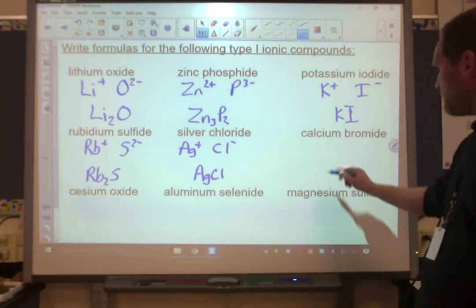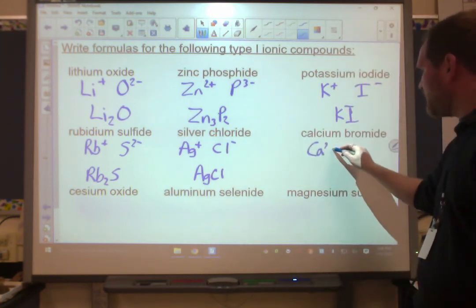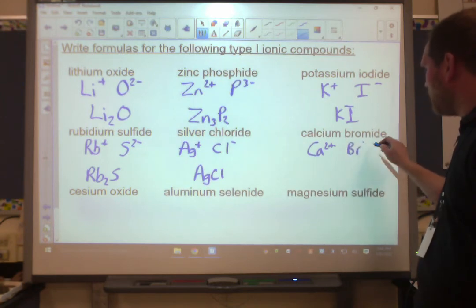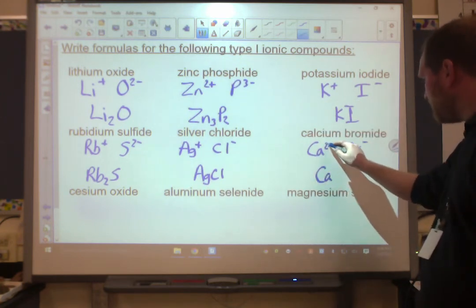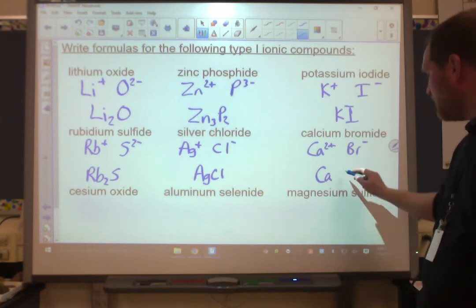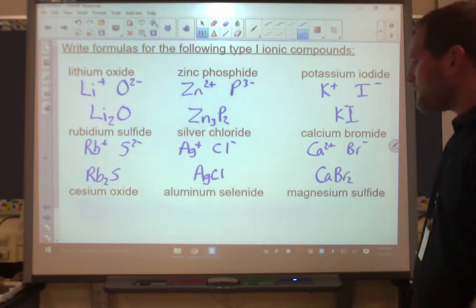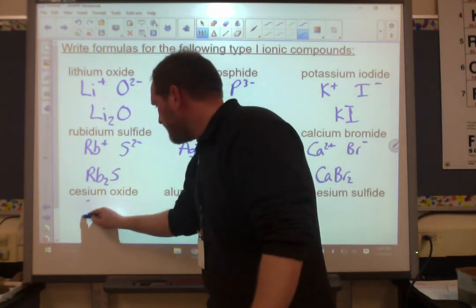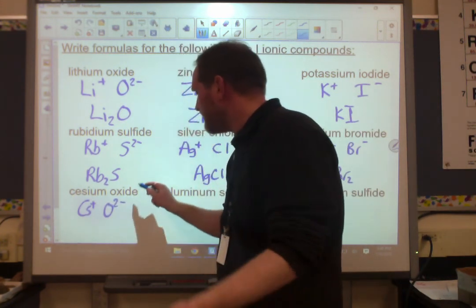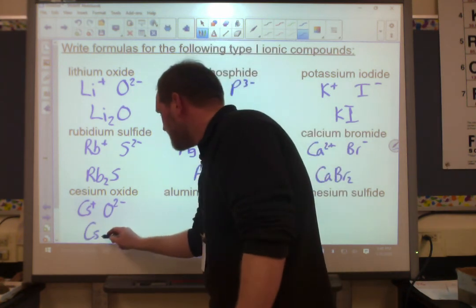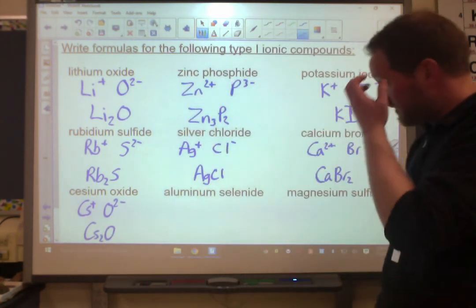The last one here, calcium bromide. Calcium is Ca2+, bromide is Br-. You crisscross them, you get CaBr2, don't write the 1. Cesium oxide, Cs with a charge of +1, oxide with a charge of 2-. You crisscross them, you get Cs2O.